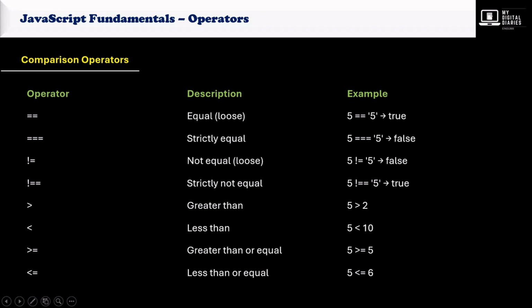So we have equal, strictly equal, not equal, strictly not equal, greater than, less than, greater than or equal to, less than or equal to. We have already done that in the last video. If you have not seen that video, our previous video, you can have a look at that. I will give the link in the description or on top in the i button.